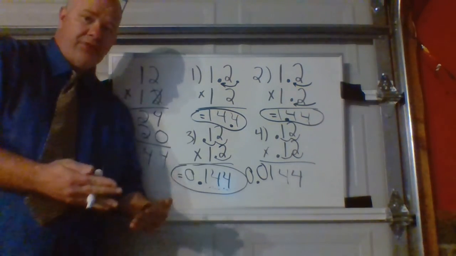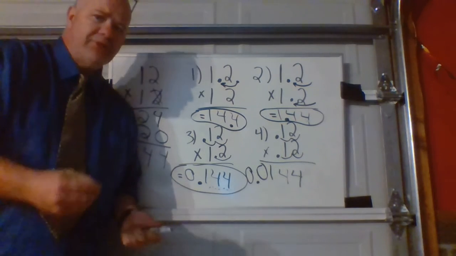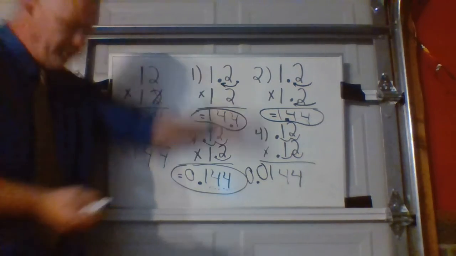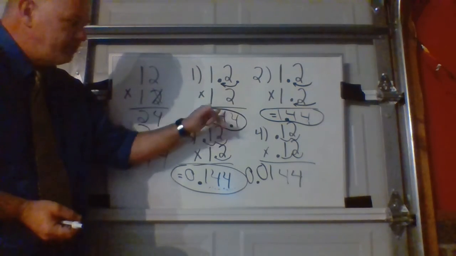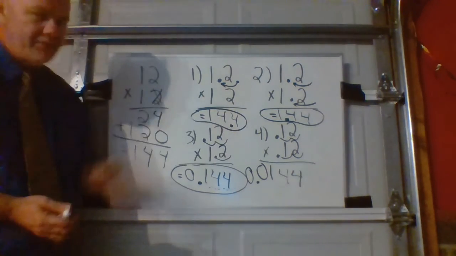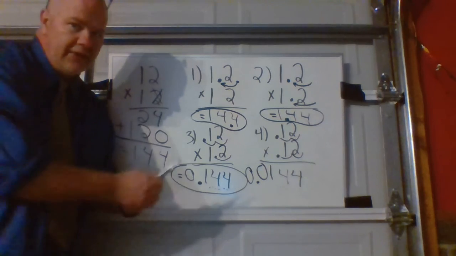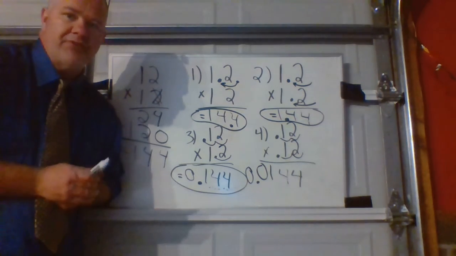So this is how we multiply decimals every time, all the time. Do the multiplication first, then count all of your decimal spacing. Make sure you have a match in your final answer. Again, this is how we multiply decimals every time, all the time.